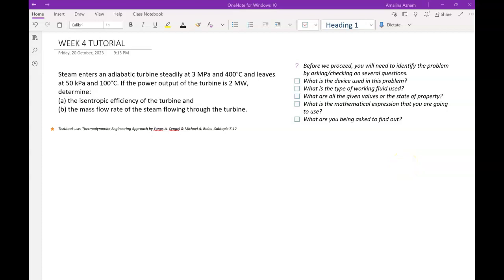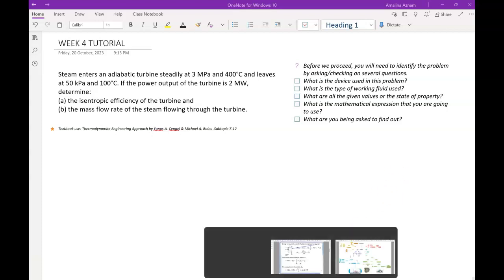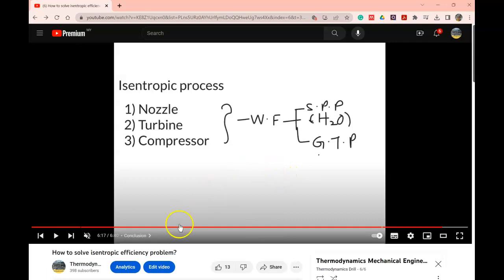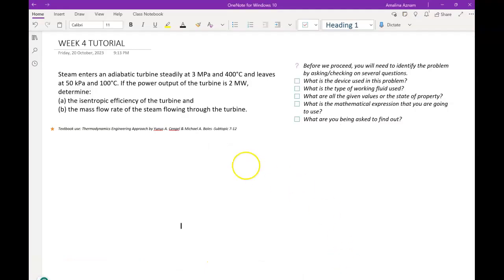Everyone. Today we are going to continue with our previous lecture on isentropic efficiency, where you took a look at a video previously in which I explained how you are going to solve the isentropic efficiency problem. And in this video, I'm going to show you, with one example, how to solve this isentropic problem.